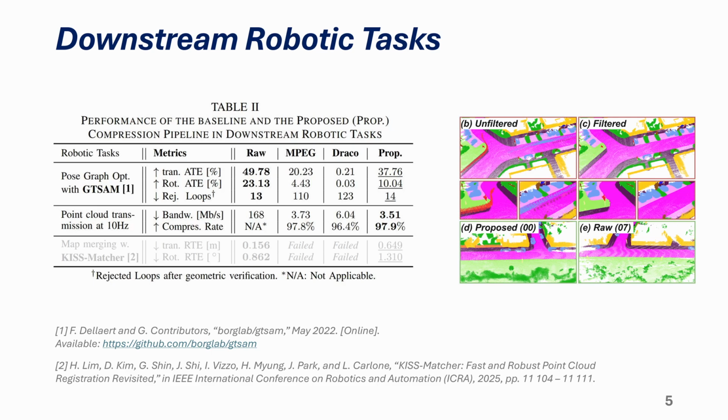In contrast, traditional compression methods like MPEG and Draco experienced numerous rejected loop closures due to poor geometric reconstruction, causing GICP to frequently fail convergence. In addition, the transmission bandwidth was drastically reduced from around 168 megabits per second for raw scans to approximately 3.5 megabits per second with our method, maintaining reliable performance even at nearly 98% compression.